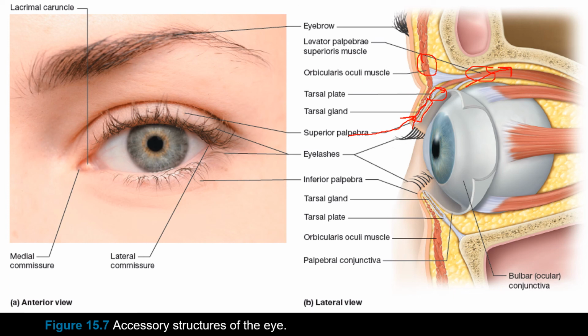What else we got? Lower eyelid, the inferior palpebra. Remember, palpebra is the singular form of palpebrae. We'll get more into some of this, but the lower eyelid also has the tarsal plate and the tarsal glands and the orbicularis oculi muscle.